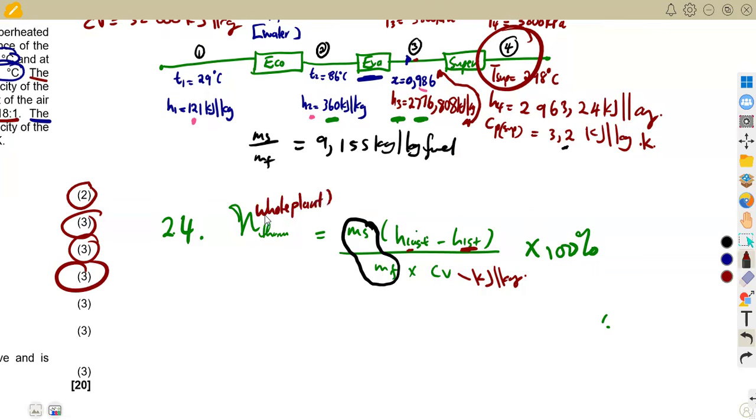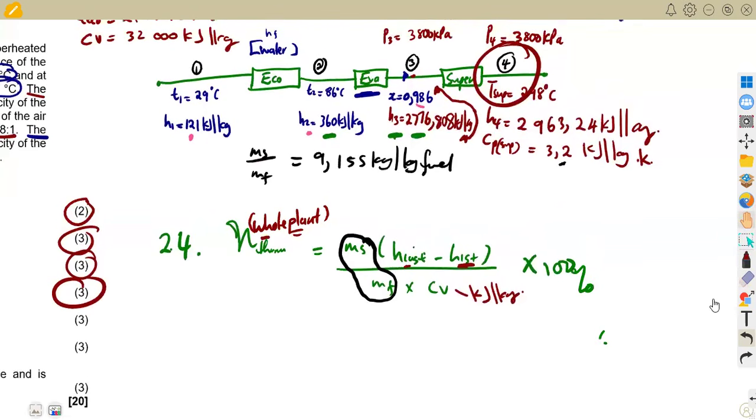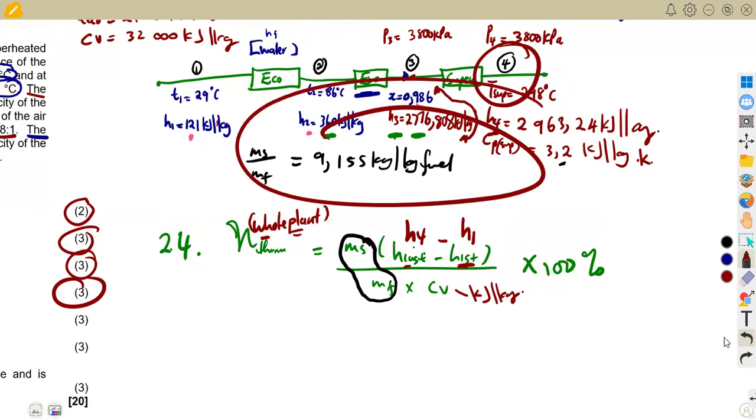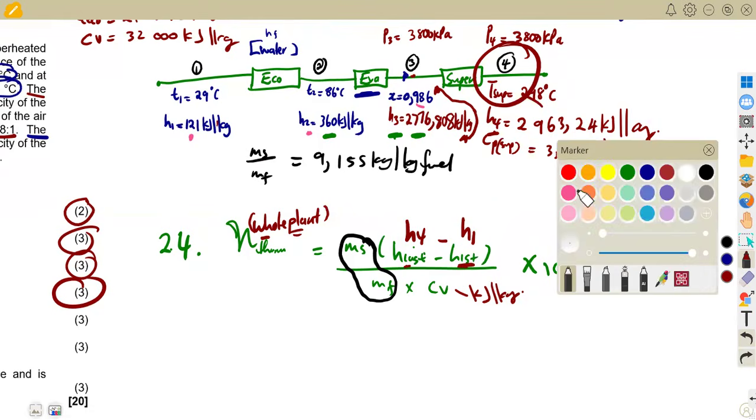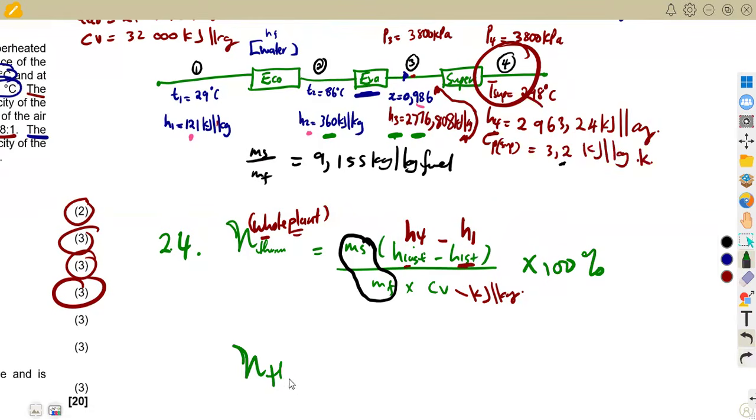So for the whole plant, the last H that we see there is the one that we are focusing on. And what is the last H? It is our H4. So this will be H4 minus the first one. According to the entire plant, the first enthalpy there is 121. They are not focusing on the evaporator only. No, it is the whole plant. So from there, you can substitute these values. So that is our thermal efficiency, mass of steam to the mass of fuel.